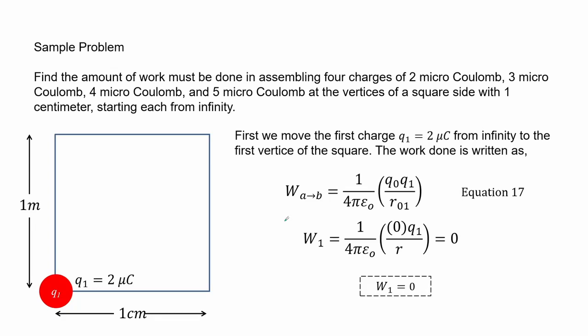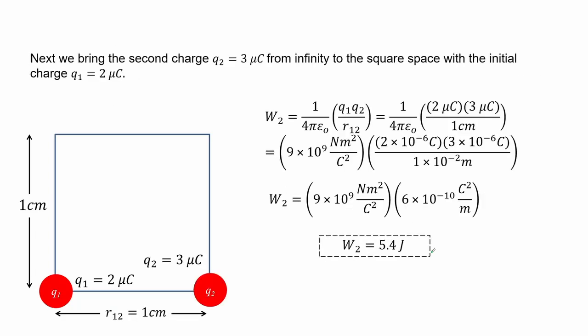First we bring the first charge Q1 from infinity to the first vertex of the square. Since initially there is no charge, the work done in moving the first charge is 0. Next we bring the second charge Q2 to the space, which will interact with the first charge Q1 that is stationary. So the work done is 5.4 joules.